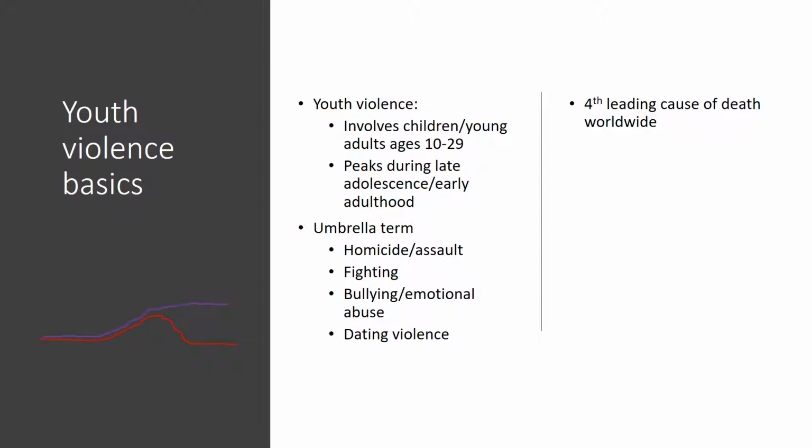The World Health Organization notes that youth violence is the 4th leading cause of death among youth worldwide, after AIDS, road accidents, and, forgive me, I can't remember the 3rd. It is the 4th leading cause of death worldwide, with roughly 200,000 deaths per year among youth ages 10 to 29. 83% of those victims are male. So boys and young men are more likely to be both perpetrators and victims of youth violence.